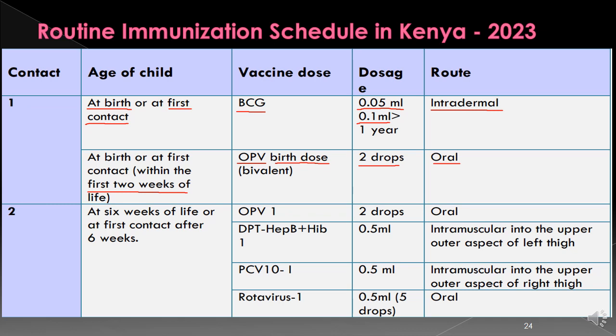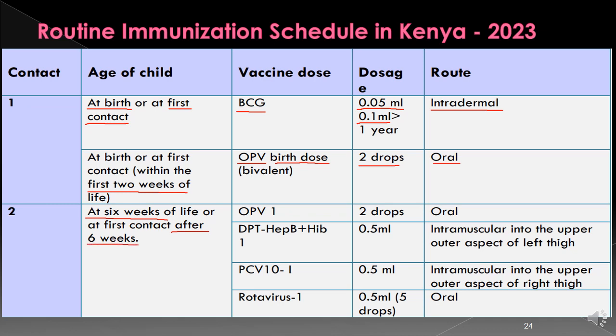That is for oral polio vaccine. Then we come to the age of 6 weeks. So it is the age of 6 weeks for those whose birth dosages were given at birth. They come in at 6 weeks. If they were not born in hospital and did not come to hospital immediately, so we are talking about the age of 6 weeks or first contact after 6 weeks.